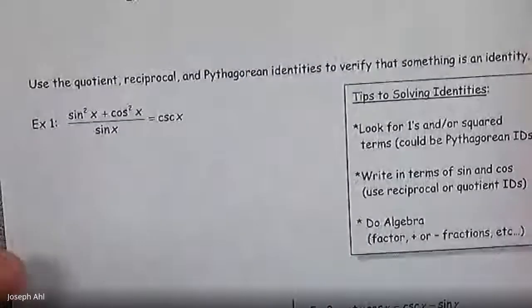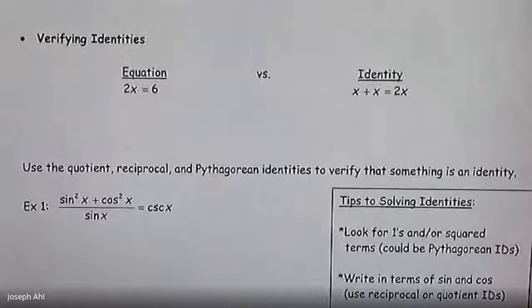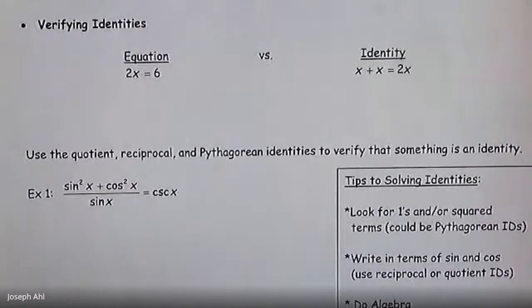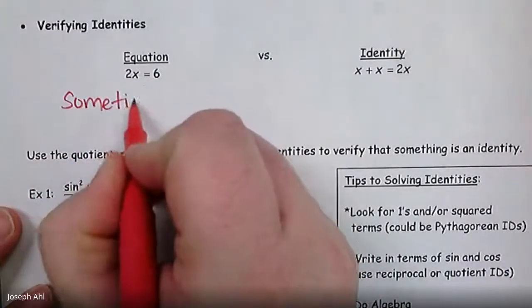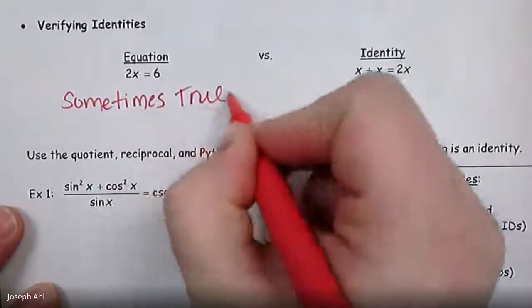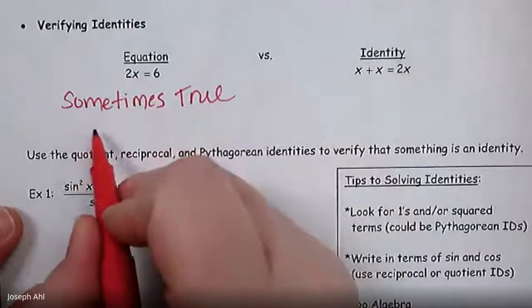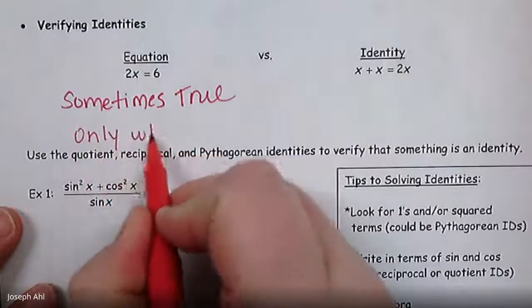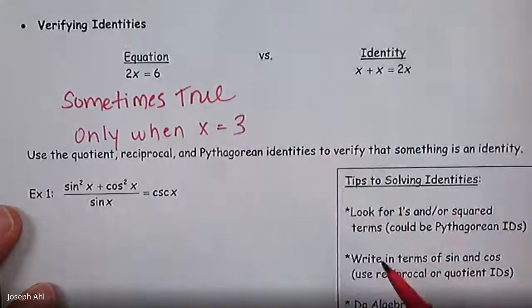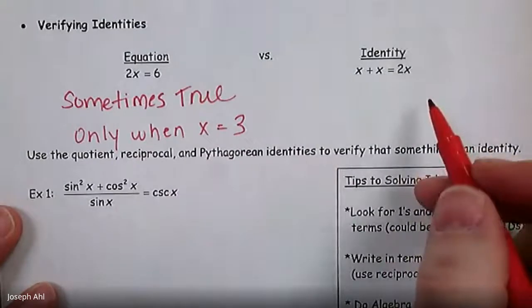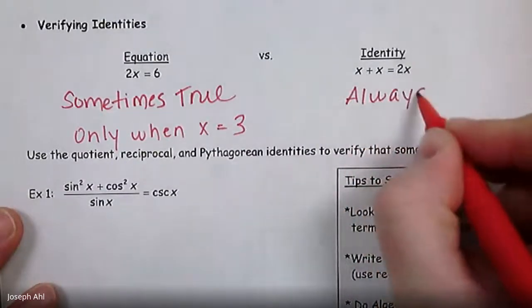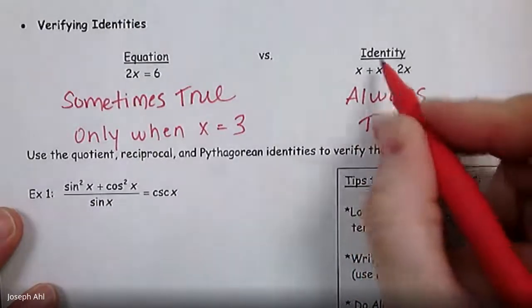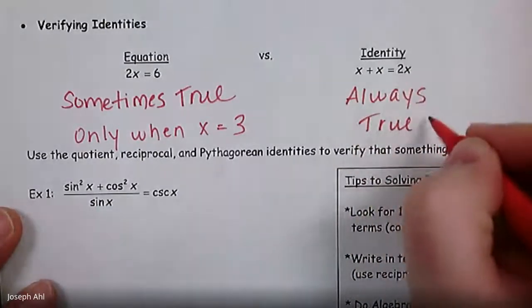If you go to the next page, which says verifying identities, you verified identities probably for the first time in Algebra 2. And the difference between an identity and an equation is that an equation is only sometimes true. For example, 2x equals 6, it's only true when x equals 3. Whereas an identity, no matter what you plug in for x on either side, this one is always a true statement. Yeah, x plus x, that's always going to be 2x, and that's exactly what's on the other side.